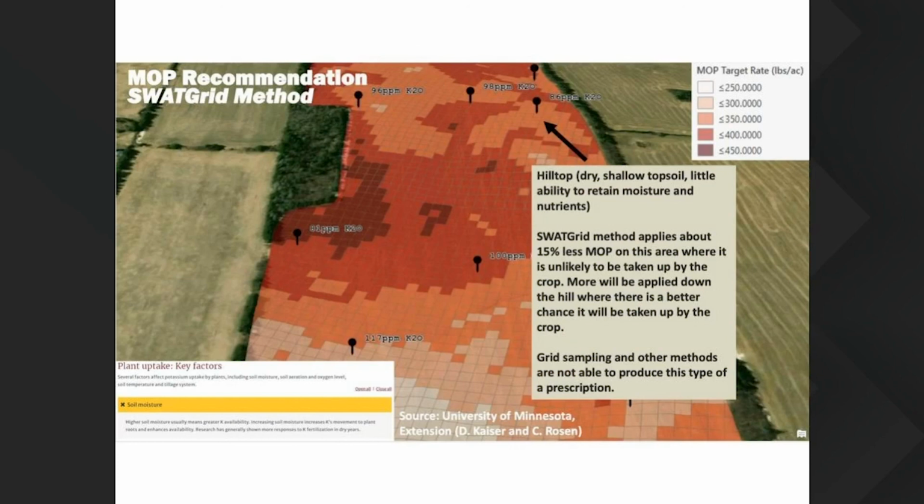So I think it makes sense to try and target our prescriptions a little bit like this when we have that background of information to know where those differences are in the field. When we're doing variable rate, we're oftentimes accounting for the differences in potash or the differences in mag or whatever it is, but we're not really accounting for how likely the crop is to be able to take that up. So with SWAT maps, we can do that, where it's a little different than grid sampling, where we're not actually able to measure any of those things.